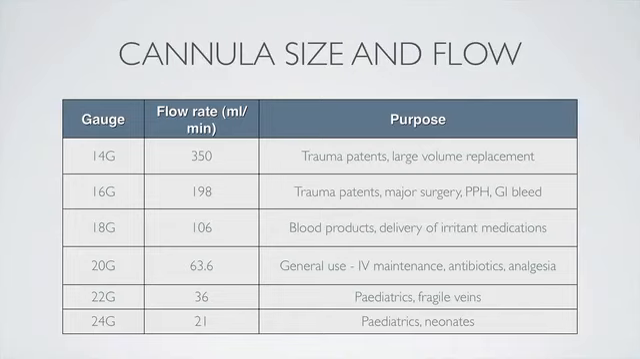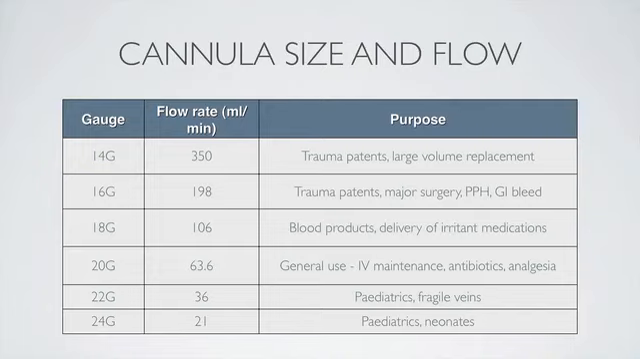18 gauge cannulas we can use for delivery of blood products or delivery of irritant medications through large veins, such as chemotherapy. And we generally use 20 and 22 gauges on a general day-to-day use for intravenous fluid maintenance, antibiotics or analgesic delivery, and also in peds. But in peds we generally use a 20 to 24 gauge cannula.